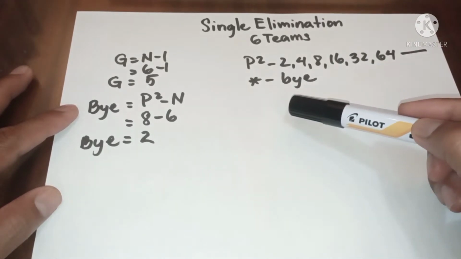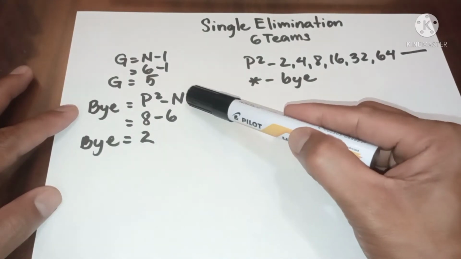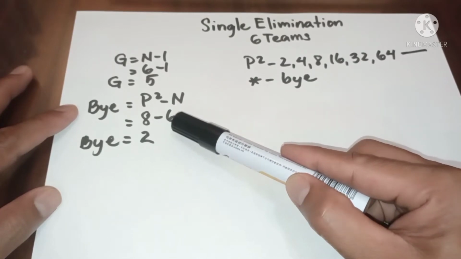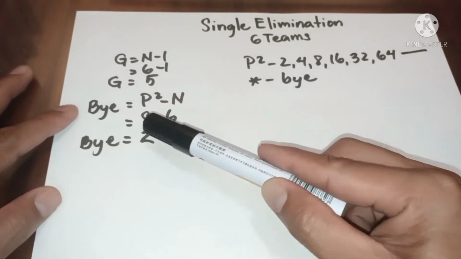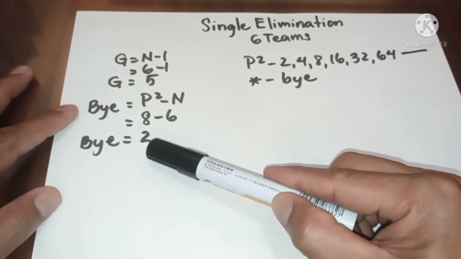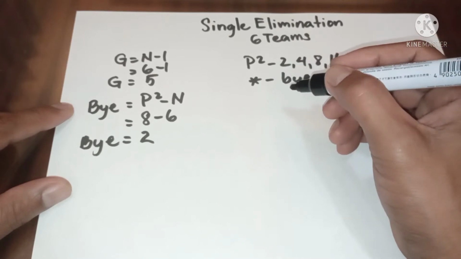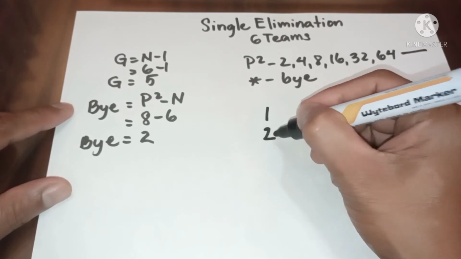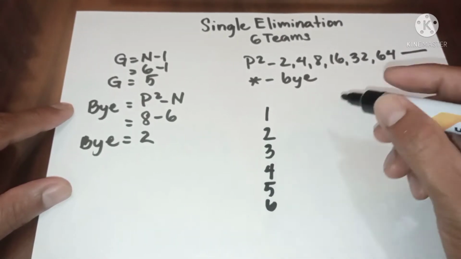To determine the byes, we have byes equals power of 2 minus n. The next higher power of 2 to 6 is 8, so 8 minus 6 equals 2, meaning we have 2 byes. The number of teams must be written vertically downward: 1, 2, 3, 4, 5, 6.